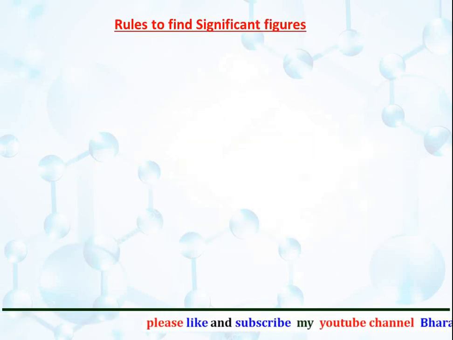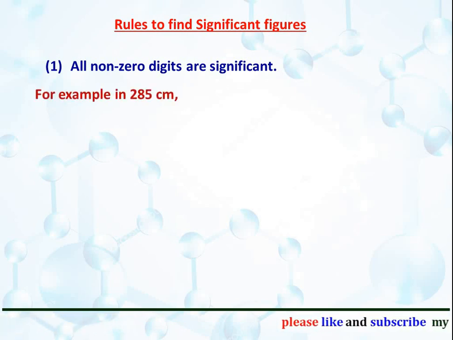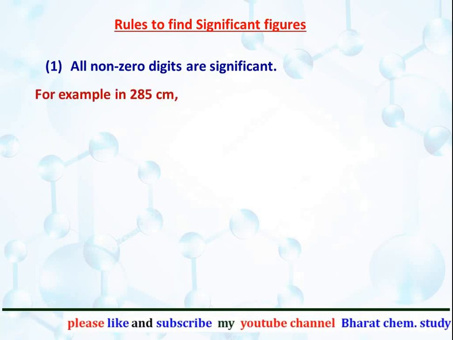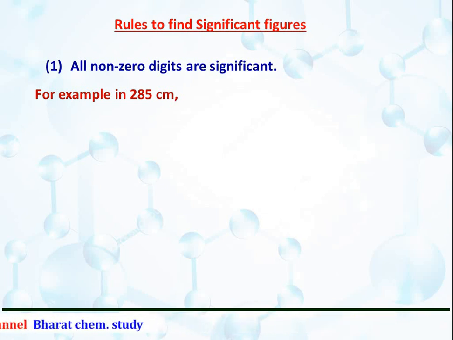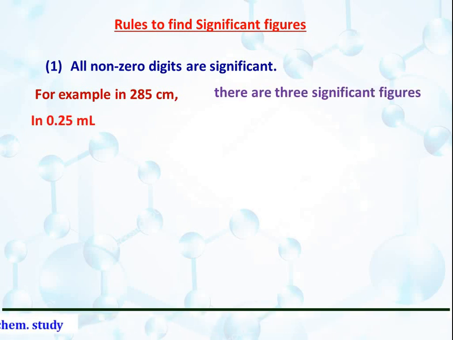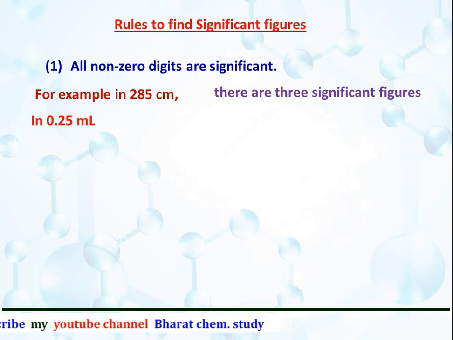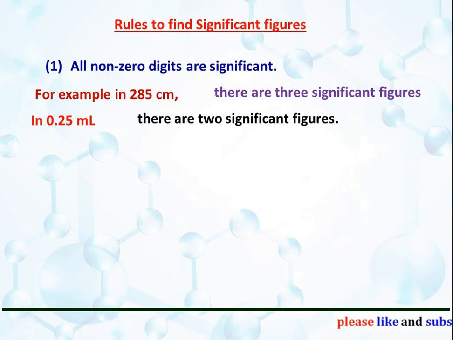So, rules to find significant figures. First point: all non-zero digits are significant. For example, if someone says 285 centimeters, here all three values are non-zero, and we can say all these three values are significant. In 0.25 ml, here only 2 and 5 are non-zero. That's why we can say that this value has only two significant figures.